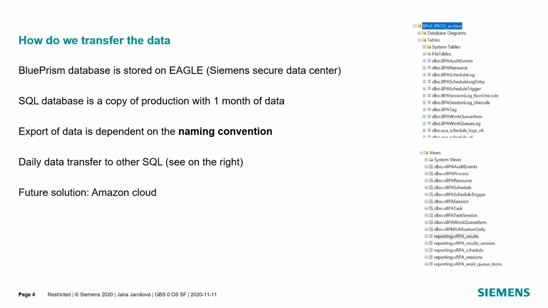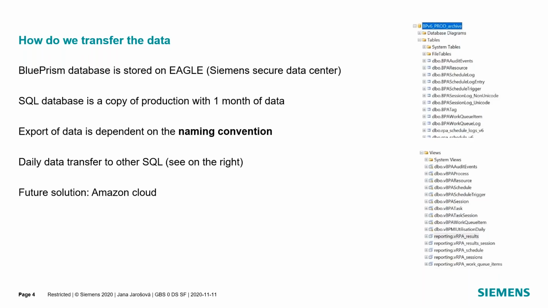Of course, it's a little bit tricky because we need to be sure that the naming convention of the processes is kept. Otherwise, we are a little bit lost. So our biggest struggle in the beginning was to keep the naming convention of all the processes and queue items, etc. That was something we needed to establish from the beginning.